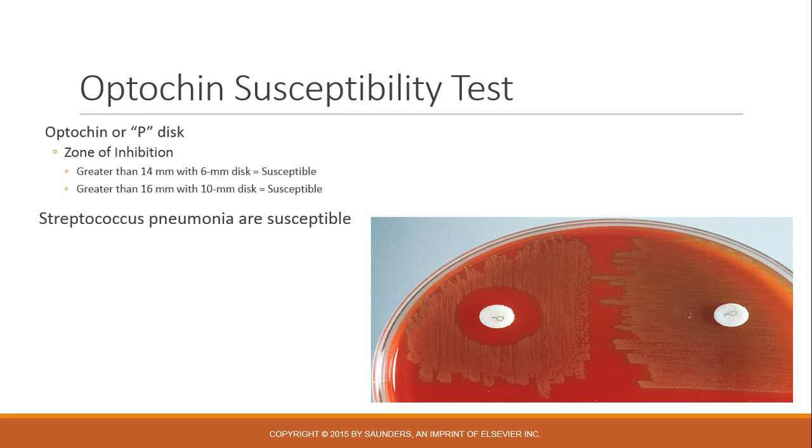The Optochin susceptibility test is useful for differentiating alpha hemolytic colonies. So basically what you're looking for is Strep pneumo in this case. Strep pneumo is sensitive, whereas viridans Streptococcus will grow all the way up to the surface of the disc. Here we've got a 14 millimeter mark for a 6 millimeter disc. That's talking about the diameter of the disc. So if it's 6 millimeters, this zone of inhibition needs to be at least 14 millimeters or more in diameter to be called sensitive.